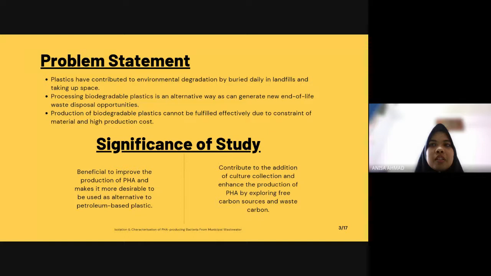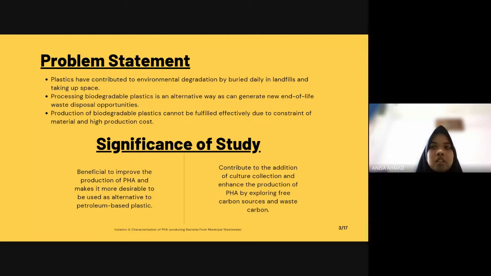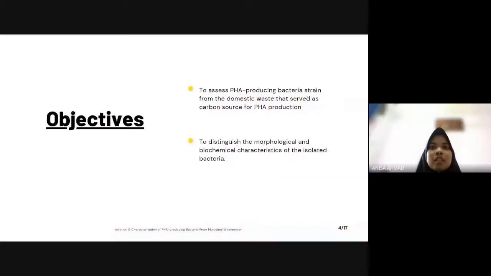The significance of this study is beneficial to improve the production of PHA to make it more desirable to be used as an alternative to petroleum-based plastic. This study also contributes to the addition of culture collections and enhances the production of PHA by exploring free carbon sources and waste carbon. The objective of this study is to assess the PHA-producing bacteria strain from the domestic waste that serve as the carbon source for PHA production, and to distinguish the morphological and biochemical characteristics of the isolated bacteria.